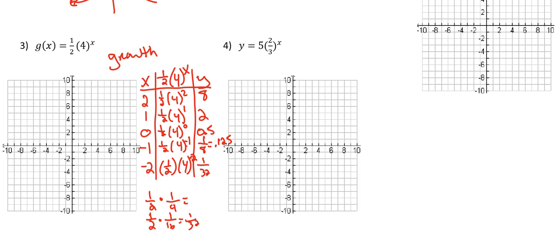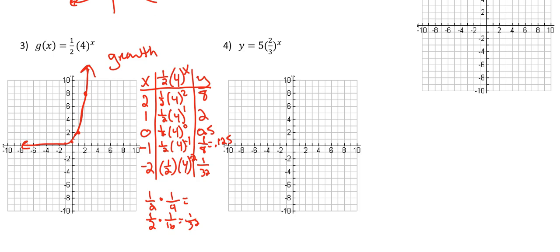So now let's find our points. We have 2, 8, 1, 2, 0, 0.5. I'm sorry, 0.5. Negative 0.25, etc. Something like that. Missed the point. Let me fix that. And it's going to look something like that.